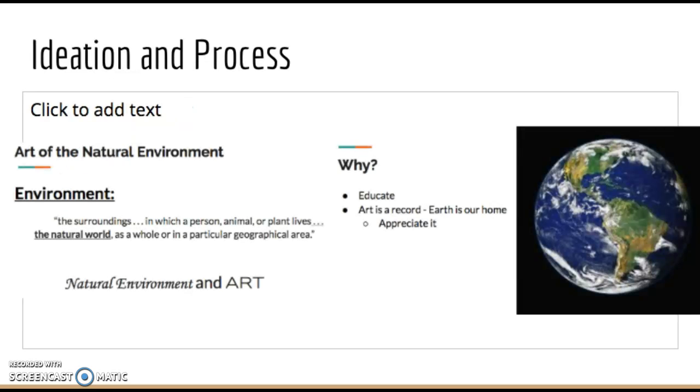Okay, we begin with the PowerPoint talking about the environment. The environment, the definition is the surroundings in which a person, animal, or plant lives, the natural world as a whole or in a particular geographical area. So we talked about how art and nature correlate. How are they correlated and why would they be? Why would we want to do that?